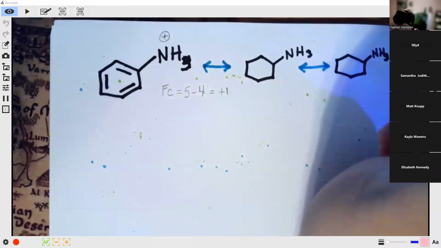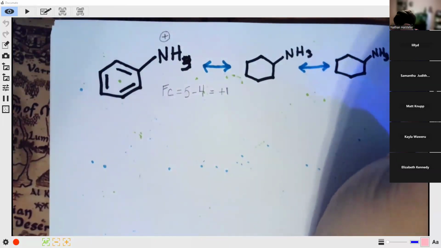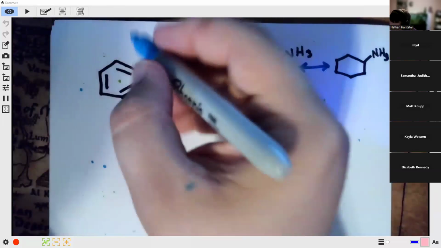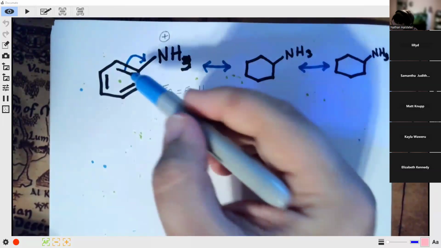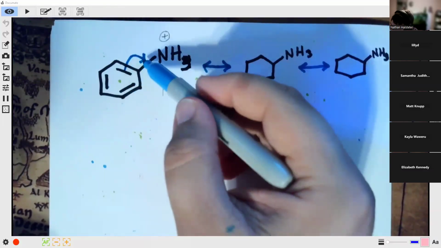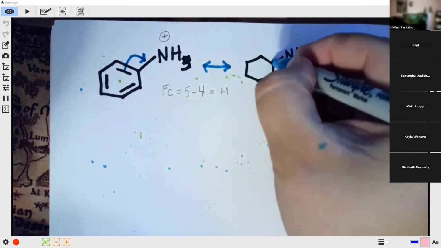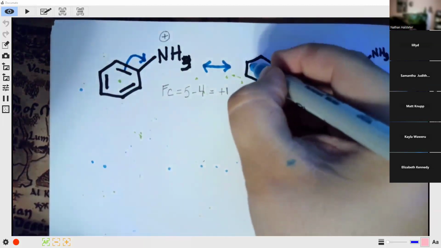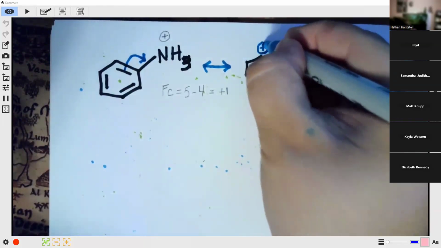this isn't going to work. Hold on a second. All right. So it's not going to work. And I want you guys to tell me why. If we try to push this lone pair up towards this nitrogen, what we would get out is something that looks like this.